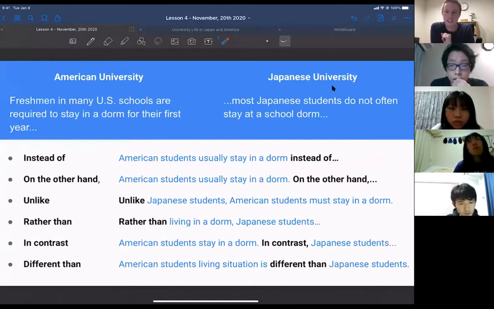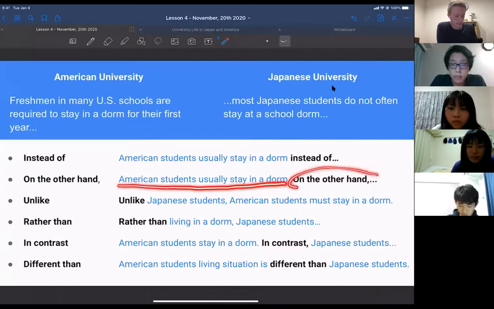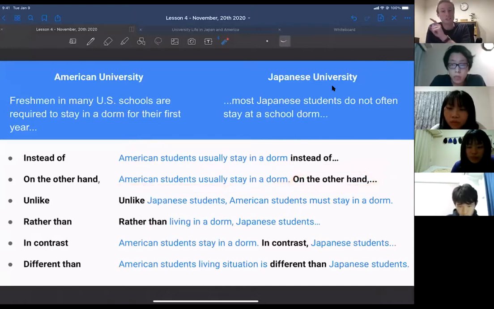So Shingo, you said in an apartment. Is this true? Do most Japanese students stay in an apartment? Everyone? Yes? No? Yes? Nice, thumbs up, nice. Very good. All right, American students usually stay in a dorm. On the other hand, Japanese students stay in apartments.